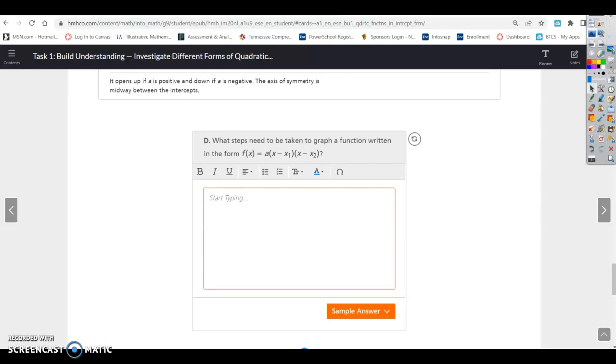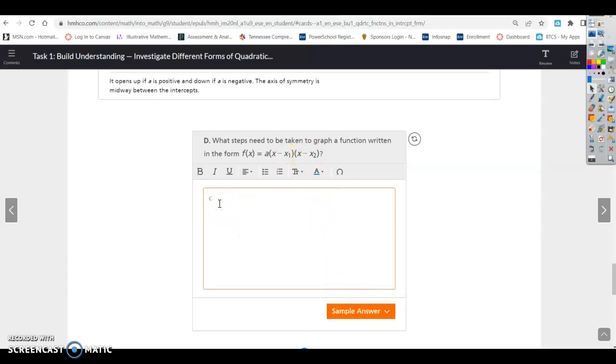So what steps need to be taken to graph a function written in the form f of x equals a times x minus x1 and x minus x2? So if you want to graph a function in this form, you could graph your two zeros or your x-intercepts, which would come from the factors. So you set each factor equal to 0 and solve. That would be your x-intercepts. And then you would find the average of those and then use that to find your vertex. And you know the vertex is going to be on the same line as the axis of symmetry, which is going to be between your zeros or x-intercepts.